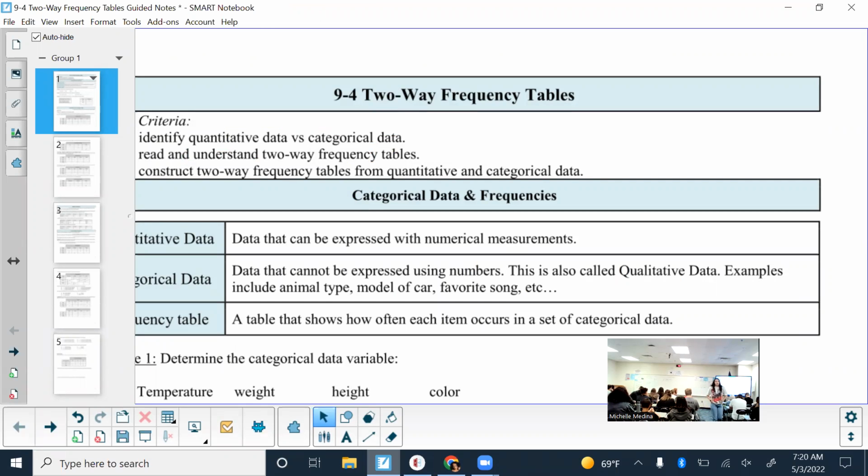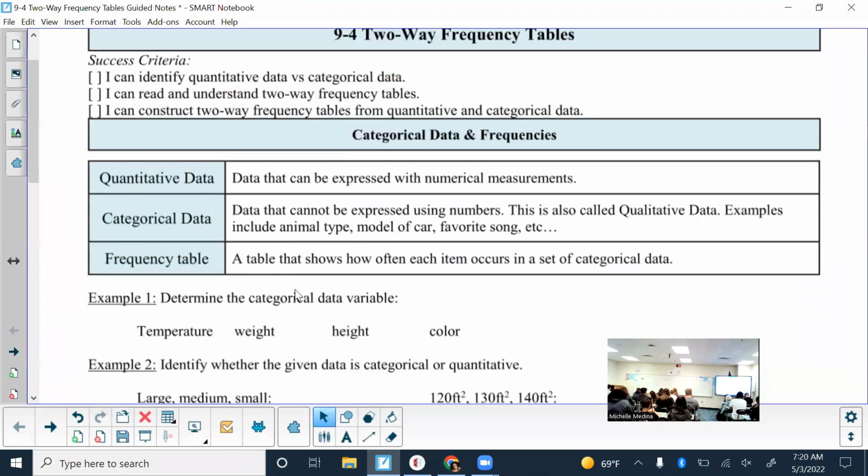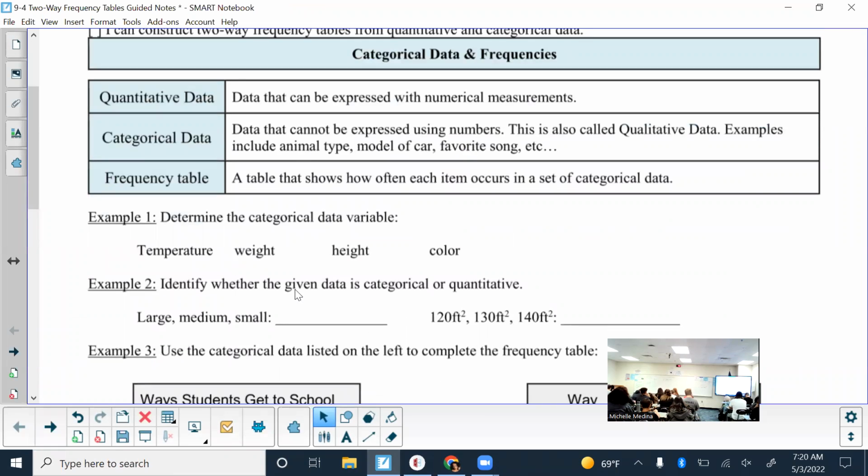So for the two-way frequency tables, let's look at some vocab. First is the quantitative data. That is data that can be expressed with numerical measurements. So quantities. Any data that you collect that is numerical will go in that category. So what are some examples? What data could I collect that would be numbers?